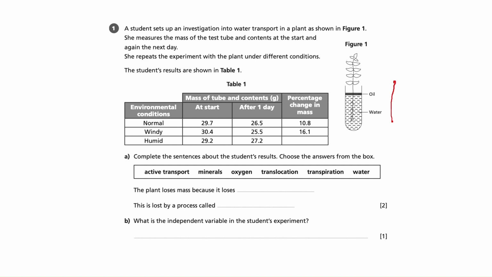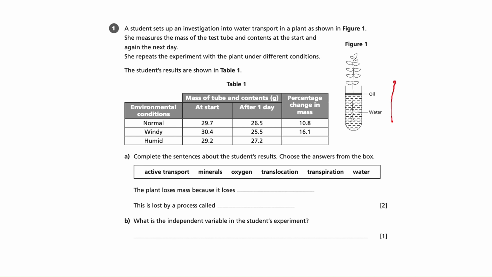Then table 1 with the results, so we've got environmental conditions, the mass of tube and contents at start and after 1 day, and their percentage change in mass. So let's now have a look at the question parts. Part A, complete the sentences about the student's results. Choose the answers from the box.